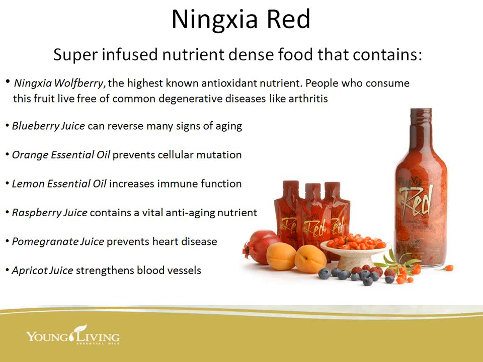Raspberry juice is in there, contains a vital anti-aging nutrient, and pomegranate juice, which prevents heart disease. We know that pomegranate juice is very antioxidant, and apricot juice, which strengthens the blood vessels. It has vitamin A and rutin in it, very strengthening to the cardiovascular system.